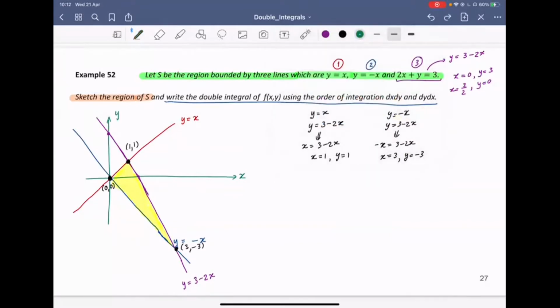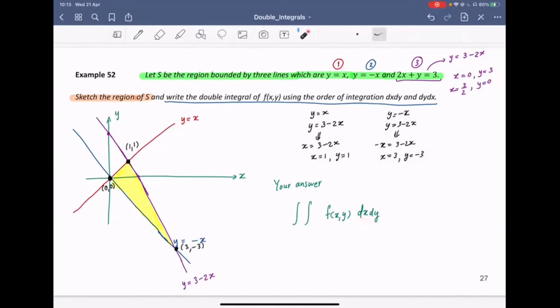This is the last example for this handout. So at this point, I expect you to do this question fast. So let's integrate. We're going to start by using the x dy first. If you want to use the x dy, we're going to integrate with respect to x first.